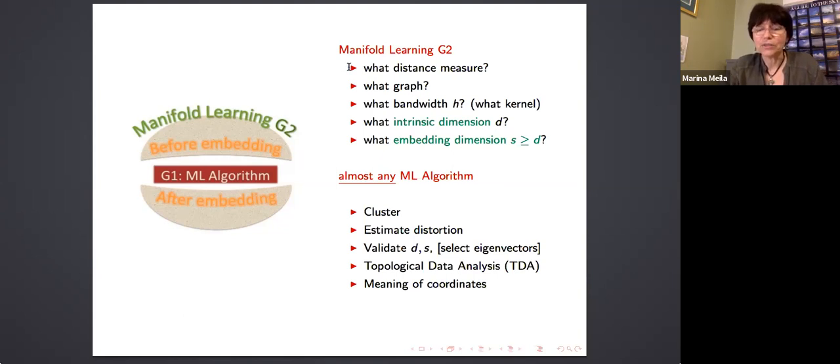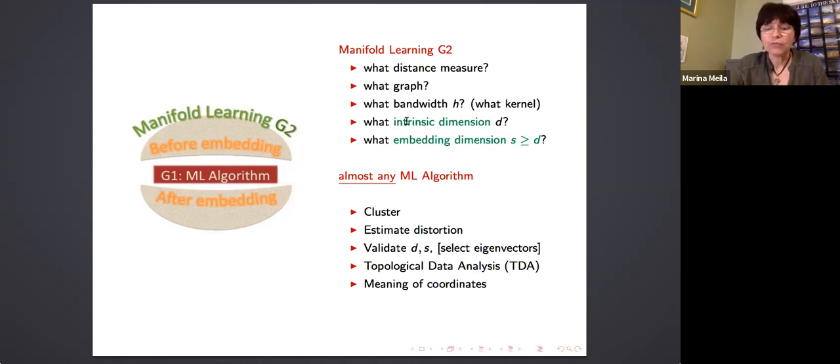What the distance measure is, I'm going to skip this. Most people use Euclidean distance, but if you have complicated things like molecules or other things that are not really vectors, then you have to think of the distance. What graph construction? I'm going to show something next slide. What bandwidth means: how do you choose the neighborhood radius? And that actually has a very important influence on what you see in the data, because you are choosing the scale at which you look.